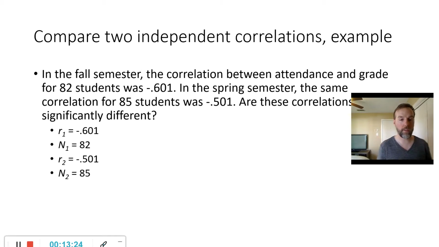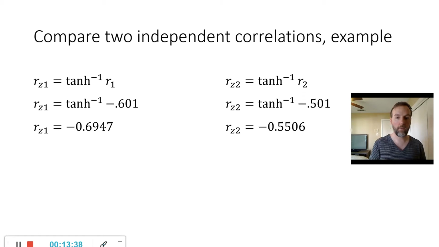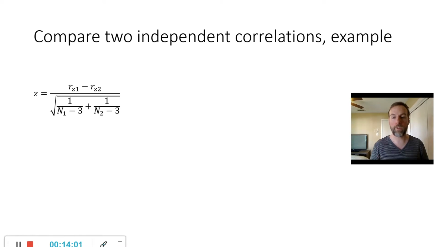So these are the four different data points that we need pulled out of the text. The first thing we have to do is transform our correlation coefficients, our r values, to r sub z values. A little quick math here, and the first one is negative 0.6947, the second one is negative 0.5506. You can see there is very little change in these values, because if you remember the red line and the green line, they're pretty much overlapping between 0.5 and negative 0.5. So very little change with the transformation from r to r sub z.